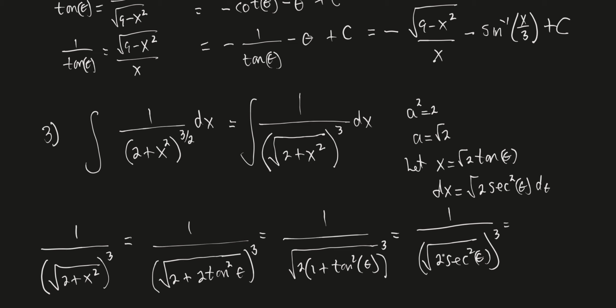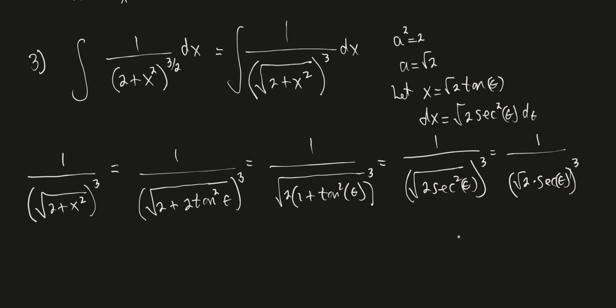Well, I can take the square root. Now since it's a product, this reduces to the square root of 2 times secant theta, but then that's all to the third power. So it looks like this: 1 over root 2 secant theta cubed, right?